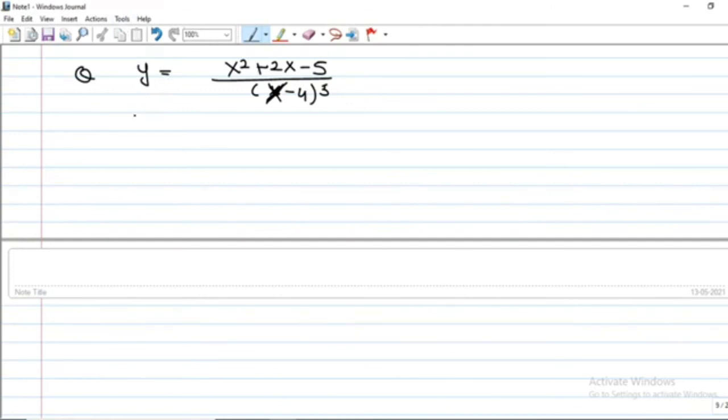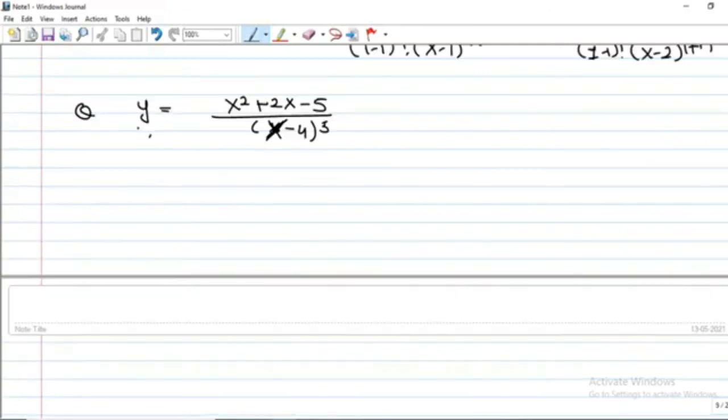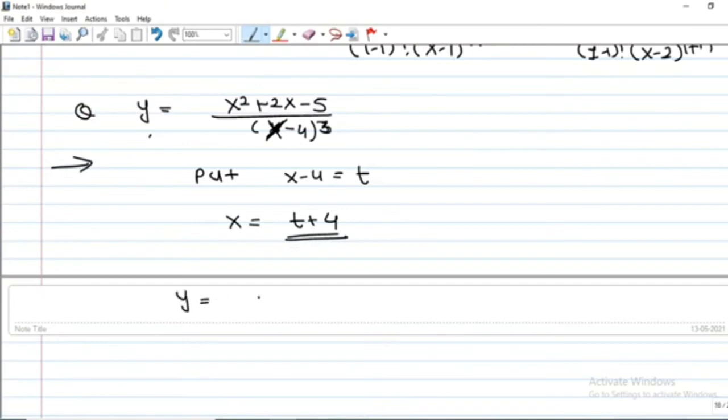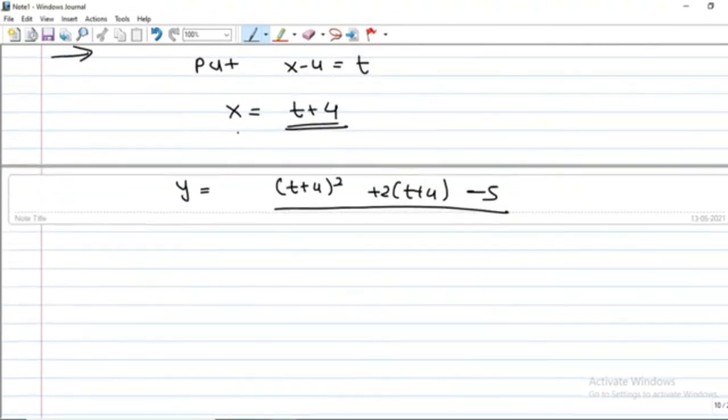like this. In this type of question, when you have (x-4)^3 in the denominator, what you have to do is put x-4 equal to t. The moment you put it equal to t, you can write x as t+4. This step is very important. The moment you do this substitution, your job will become easy. This will be (t+4)^2 plus 2 into (t+4) minus 5, the whole upon, this I can write as t cubed.